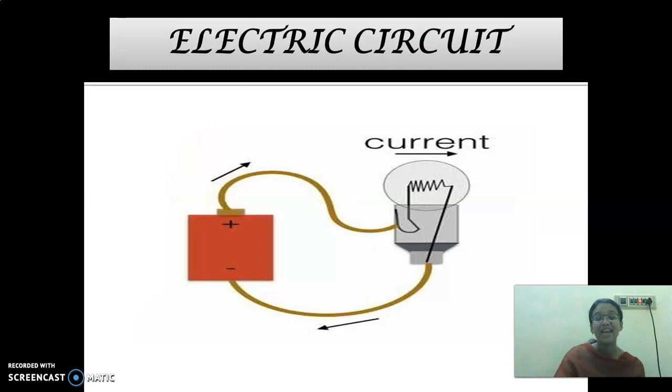Next, what we have seen: electric circuit. Yes or no, children? Electric circuit. So what is there? We have a cell, or a battery, and a bulb which is connected with the help of a connecting wire. So this is called an electric circuit.